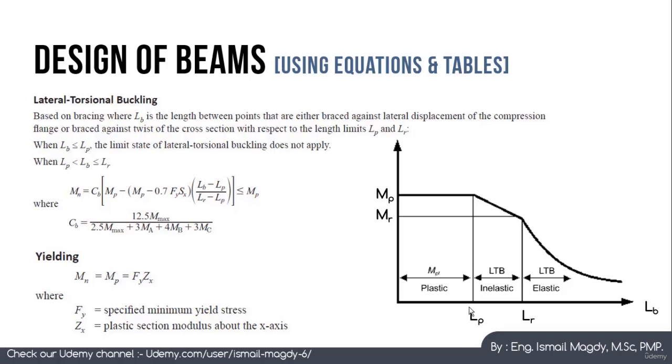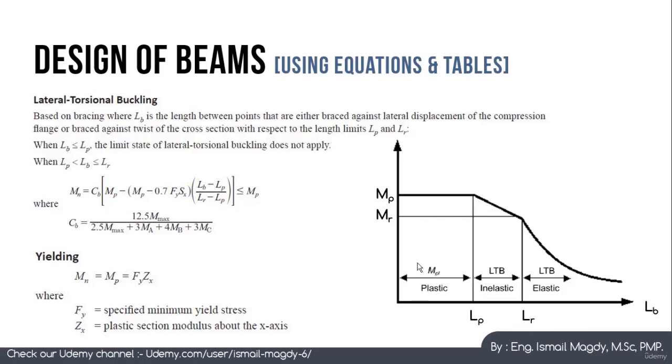So here there are two parameters, which are LP, length for plastic, and LR, length for the elastic. And this is a relation with the LB, which is the length unbraced. In order to find out which equation you need to use for the design strength, you need to find the unbraced length and compare it with the LP and LR for the section, and based on it you find out in which zone you are.